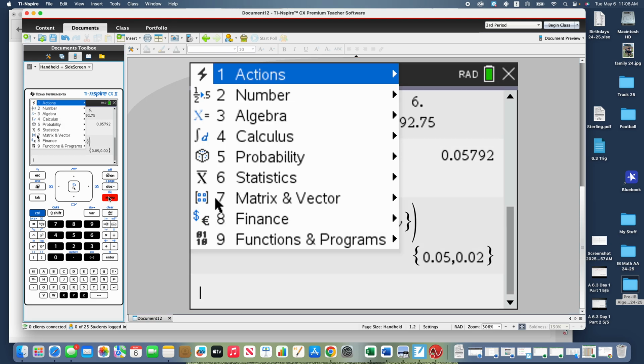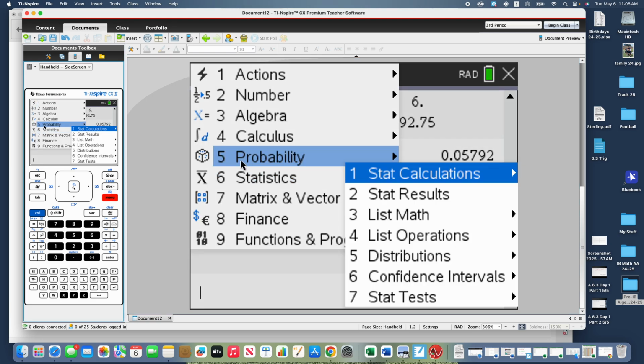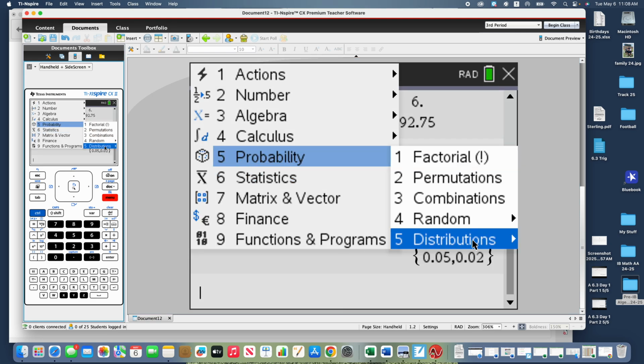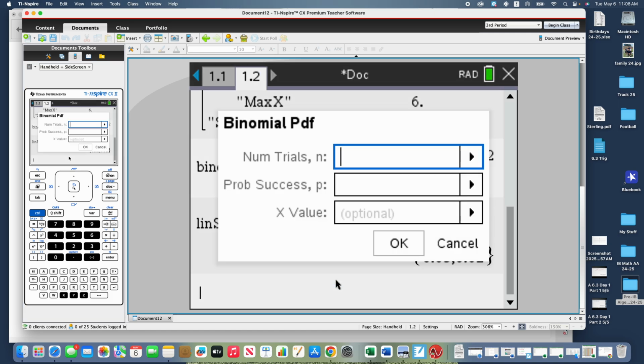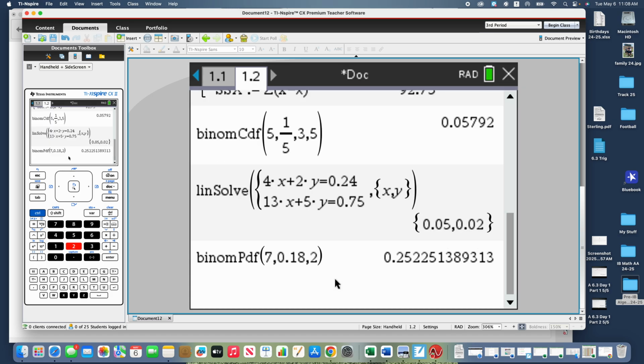I'm going to go menu. I'm going to go statistics or probability, either one. Distributions, binomial PDF. There are 7 trials. The probability of success is 0.18. And I'm looking for exactly 2 of those. If you didn't put the 2 in there, it's going to give you the probability distribution table. It's going to list all of them for you, which you may want, or in this case, you don't really want to. So the probability that that's correct is 0.252.